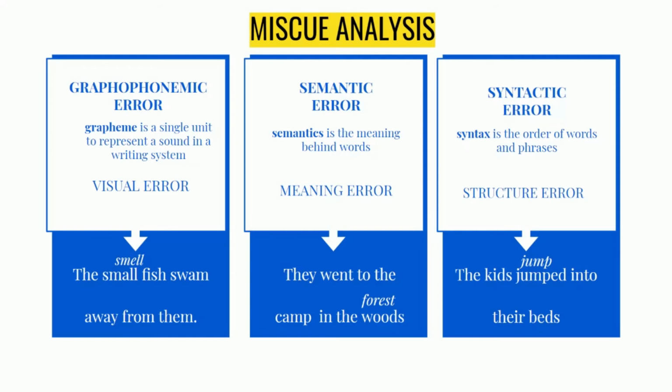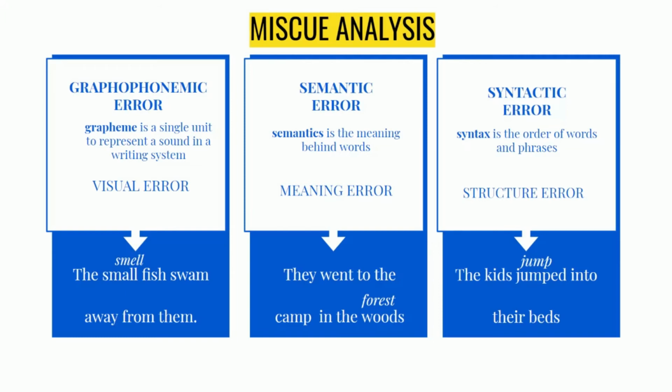So a child who makes a graphophonemic error is usually doing it for two main reasons. Either they're reading word for word and depending a little bit too much on phonics to decode the word, or they're reading a passage that's just too difficult. It's too hard for them.